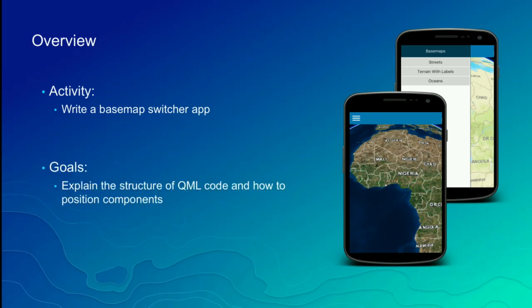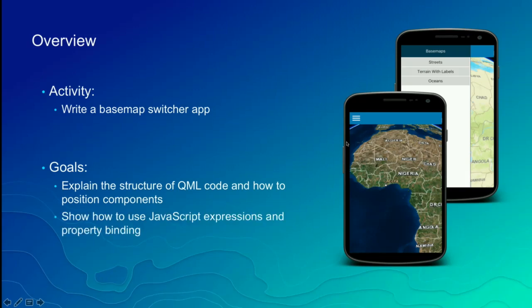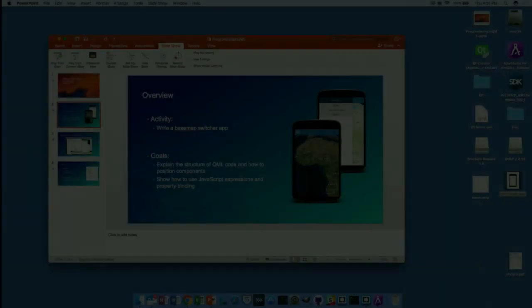So I have two goals today. First, I want to explain the structure of QML code and how to position components. For example, how do I place this button on the left of my screen? And secondly, I want to show you how to use JavaScript expressions and the concept of property binding. Property binding is very awesome. In my opinion, it's the best thing about QML. So I will talk about that. Let's get started with the coding.